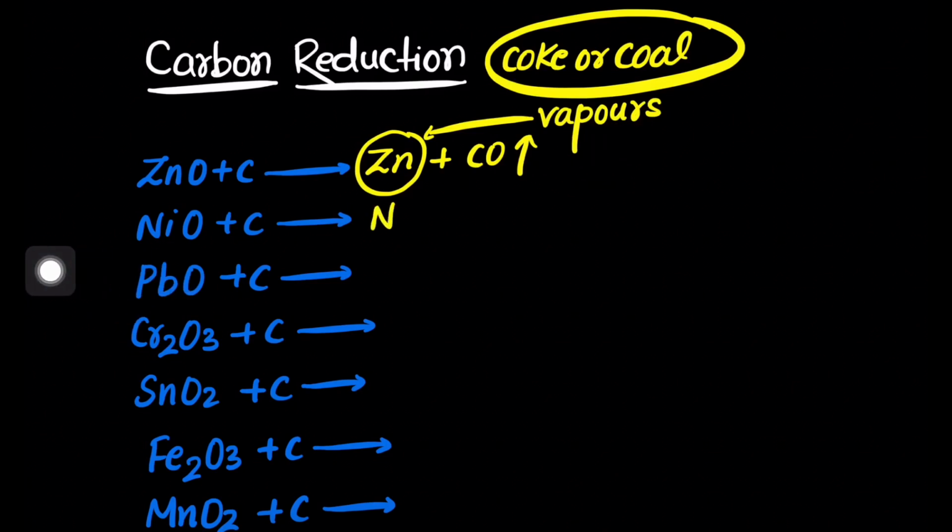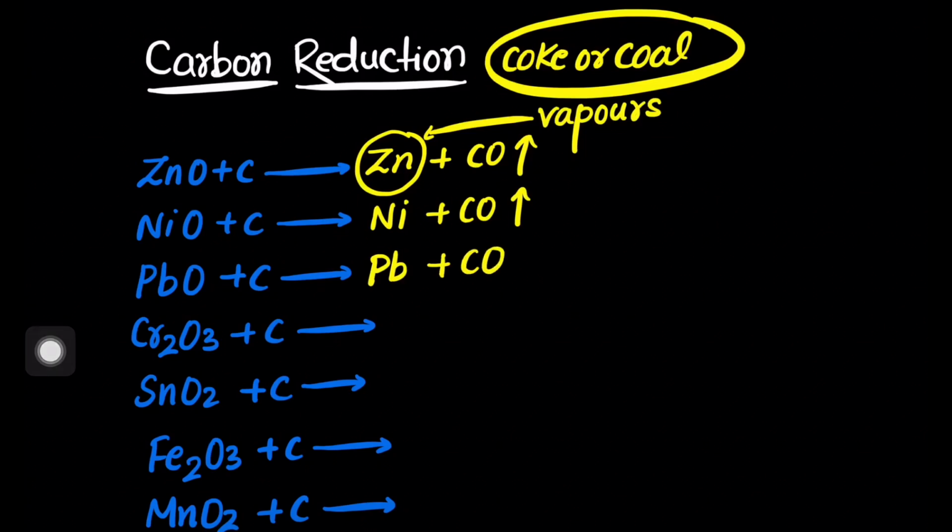Similarly, nickel oxide will form nickel plus carbon monoxide. The first reaction takes place in the extraction of zinc, this one in the extraction of nickel, and this reaction takes place in the extraction of lead. It will form Pb and CO.